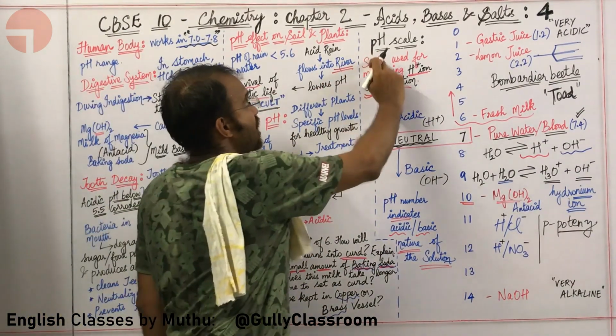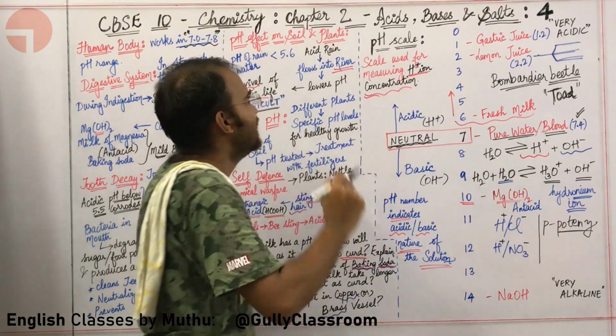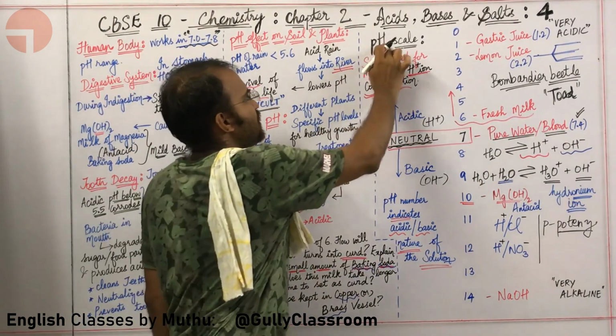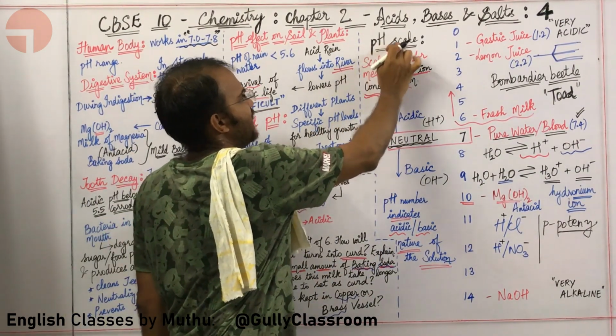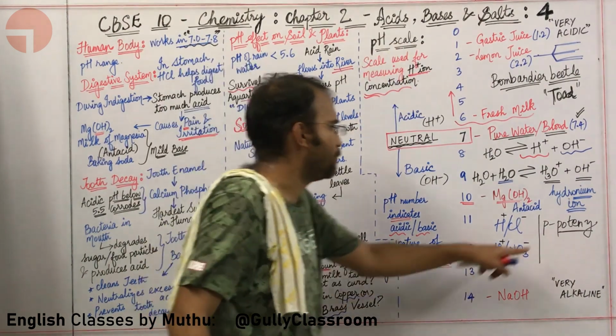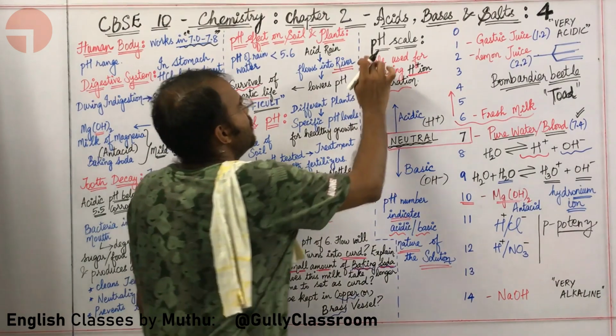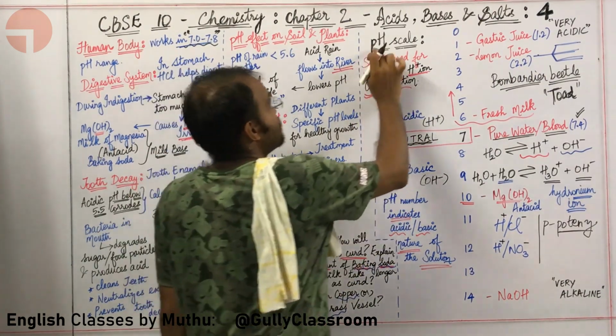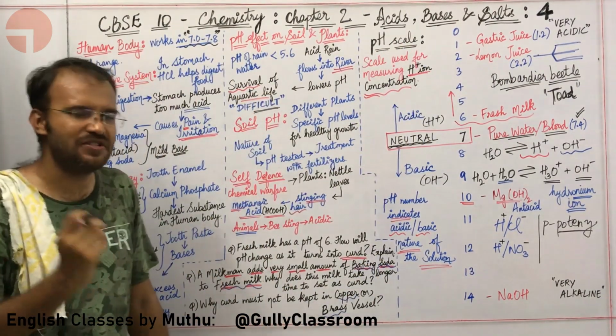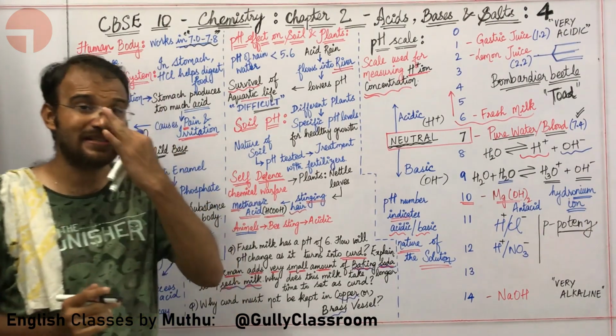pH, strength of the hydrogen ion, is shortened as the pH scale, potenz of hydrogen ion. P means potenz. In which language, sir? In German. So the pH scale means the strength of the hydrogen ion scale.